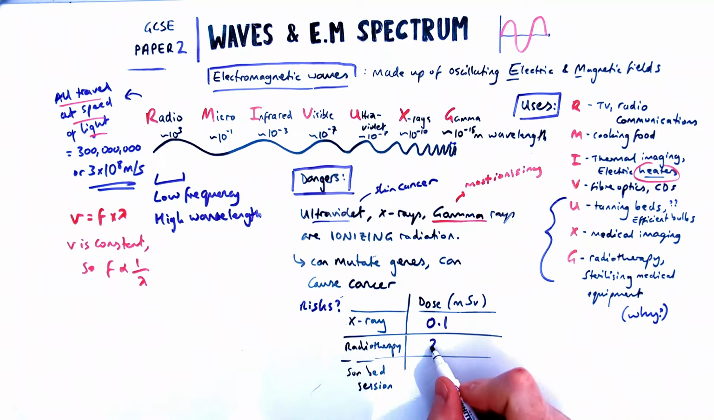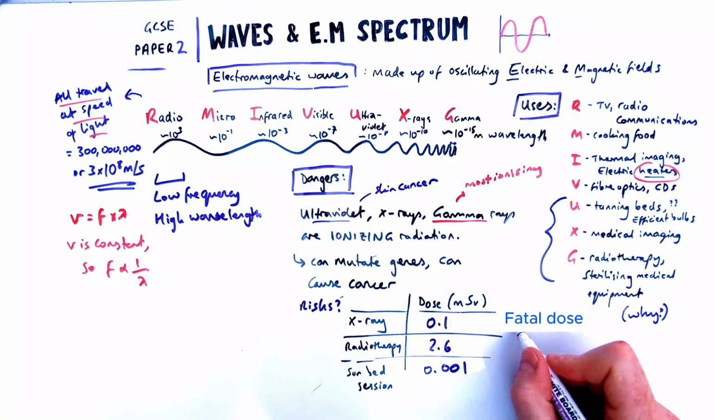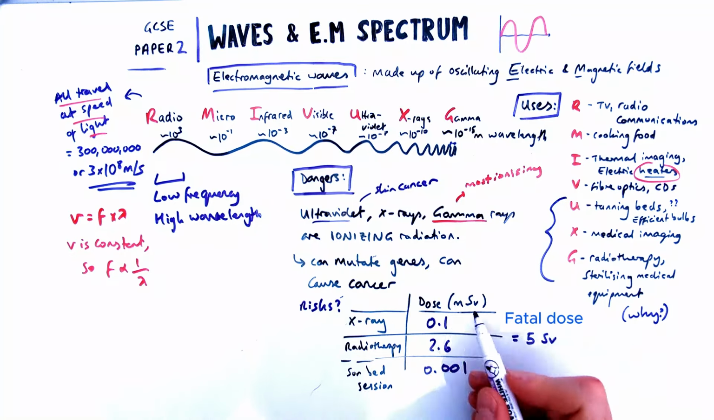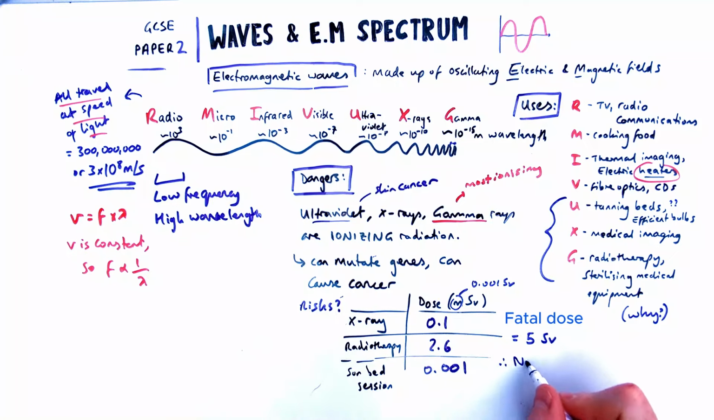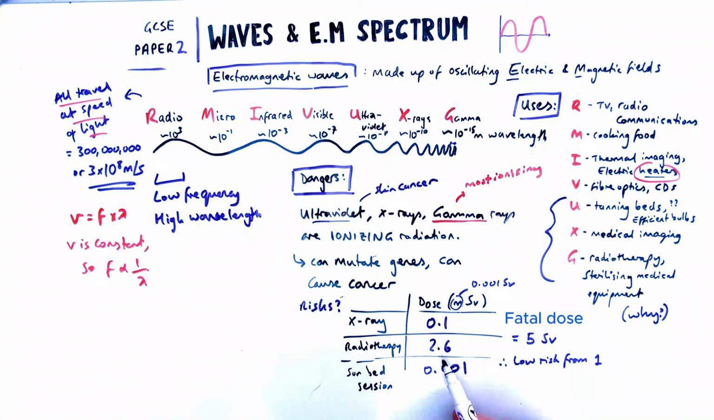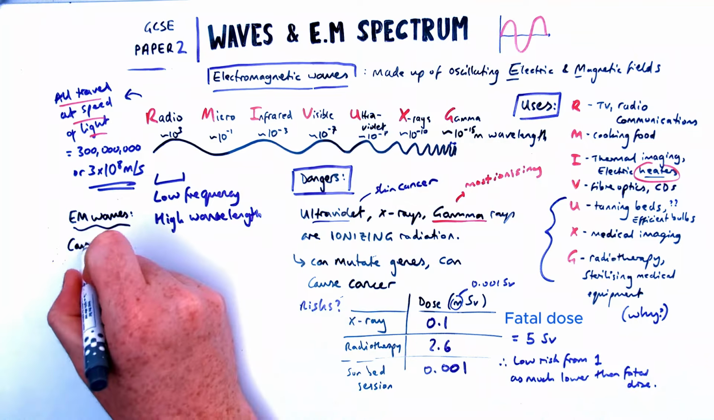And milli means 1,000th. So if I was to compare all these to the fatal dose, the dose needed to kill you, which is 5 sieverts, you can see that all of them, to different degrees, are far lower than the fatal dose. So we'd say that actually they're something to be aware of, but not dangerous, as they have a fairly low risk. But it is the reason why you can't have unlimited X-rays in 1 year, for example.